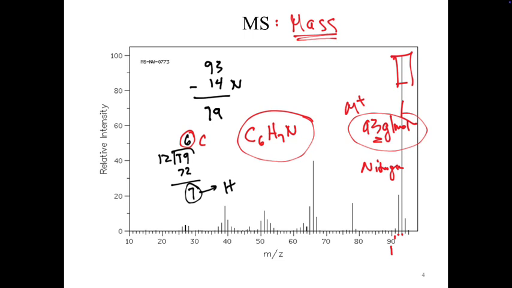This video has been recording for 4 minutes, and we've interpreted IR and mass spec, under 2 minutes each. Where did you get the nitrogen from? I got the nitrogen because it was an odd number. Hooray! Odd numbers always mean nitrogen, an odd number of nitrogens, yes.